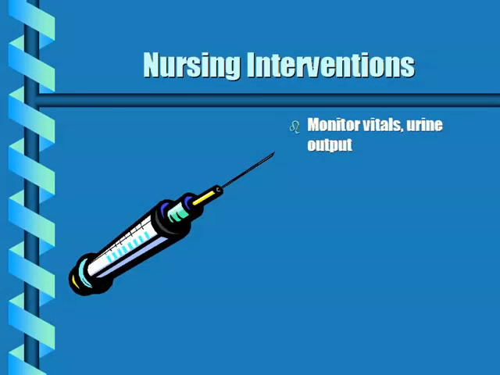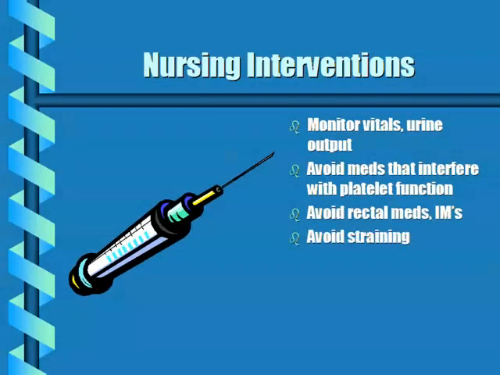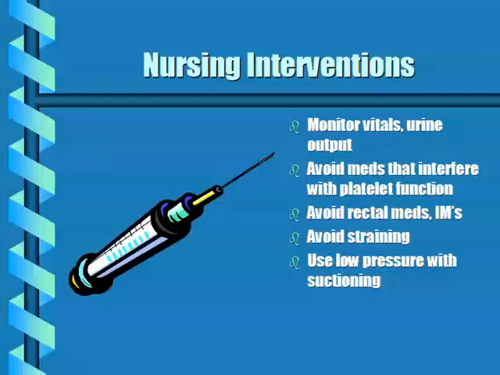You need to closely assess the hemodynamics, since this patient may have either a Swan-Ganz or CVP. Assess for their level of consciousness and oxygenation. Avoid medications that interfere with platelet function, such as aspirin and NSAIDs, because they're already bleeding. Avoid rectal meds and IMs because they'll bleed further. Avoid straining, which will increase intracranial pressure and could cause a bleed, and you don't really want them to have a stroke. Use low pressure with your suctioning because that will cause more trauma to the tissues and more bleeding.